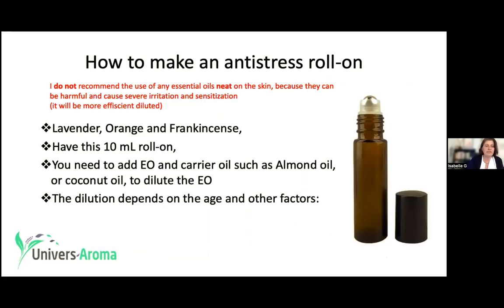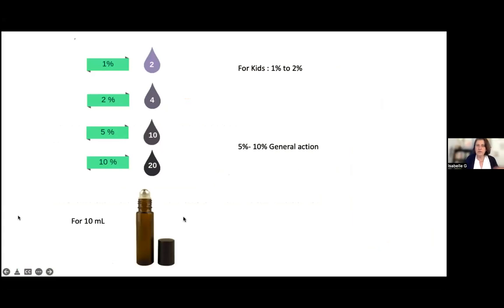First of all, you can make an anti-stress roll-on. A roll-on is a small glass bottle, and on the top of the bottle you have a little ball, and then you can apply it on the skin. For example, you can blend lavender, orange, and frankincense, and then I'll show you the dosage. After that you fill with carrier oil like almond oil or coconut oil.